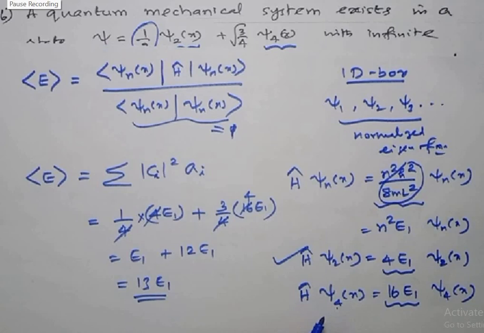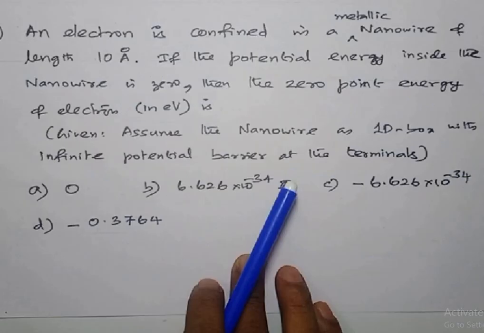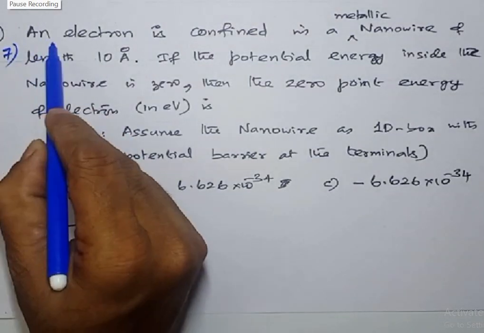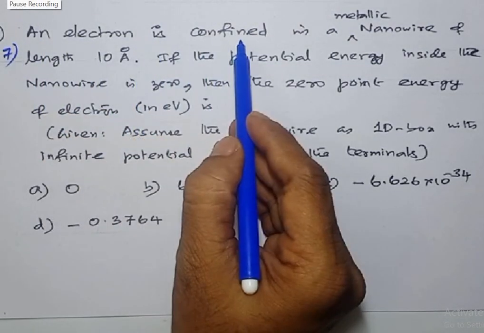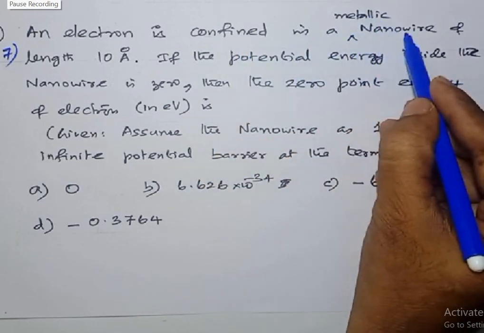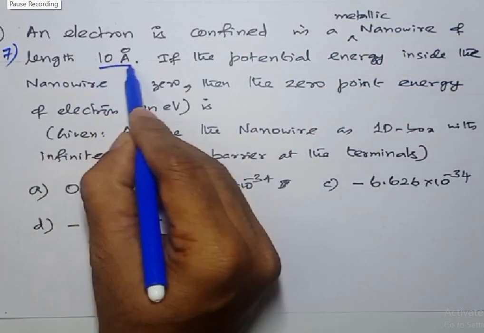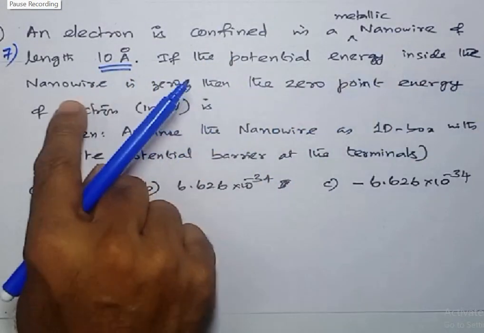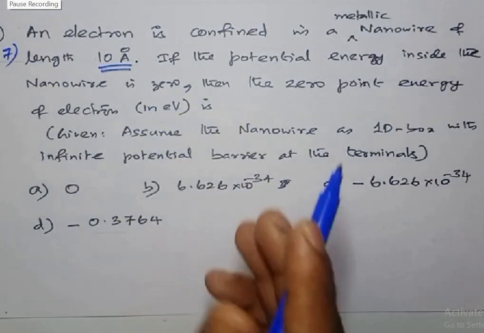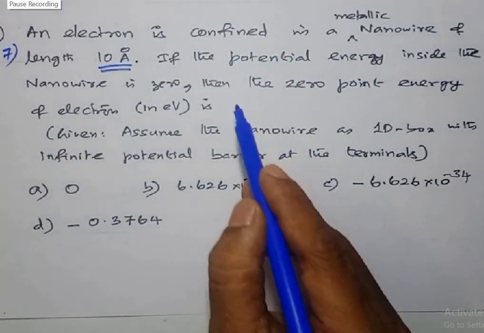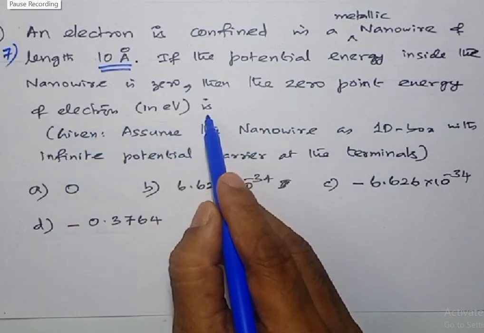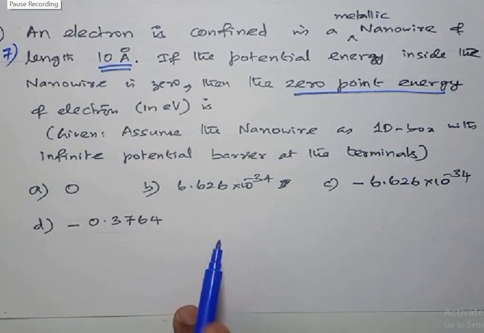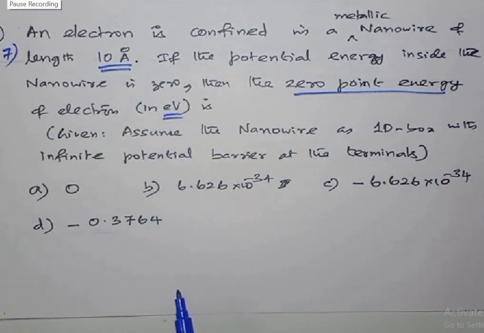And this is the idea. Take note. This is question number 7. An electron is confined in a metallic nanowire of length 10 angstrom unit. If the potential energy inside the nanowire is 0, then the zero point energy of the electron is. In the question, we need to find the zero point energy of the electron, and we want the answer in electron volt.